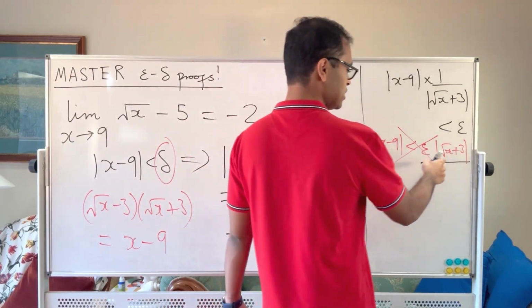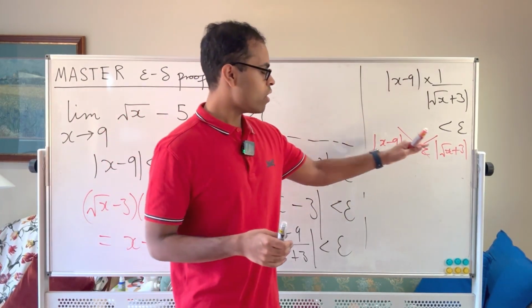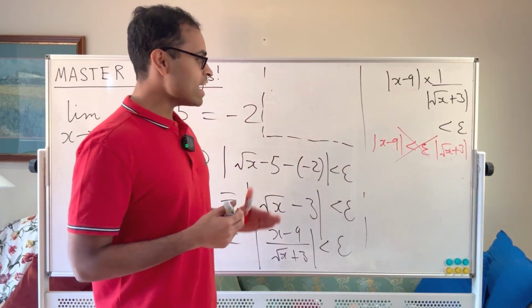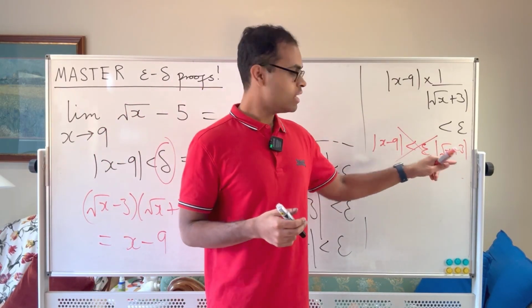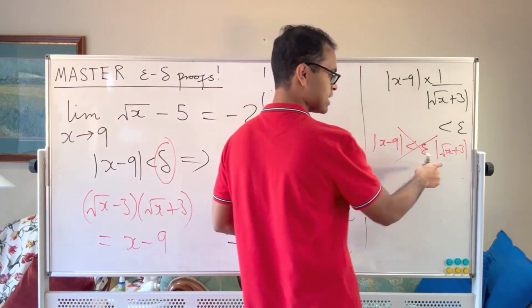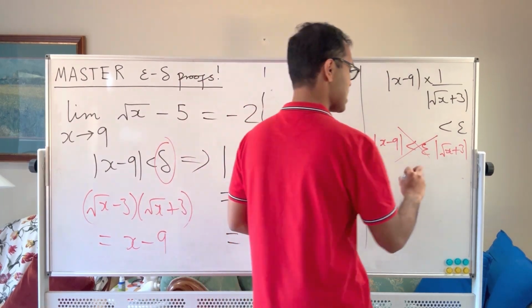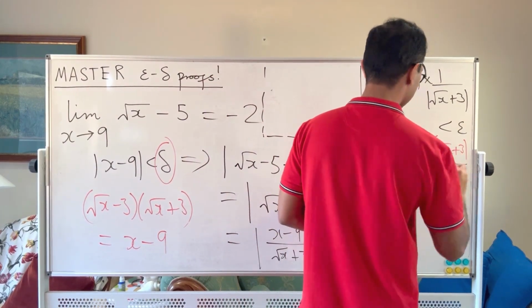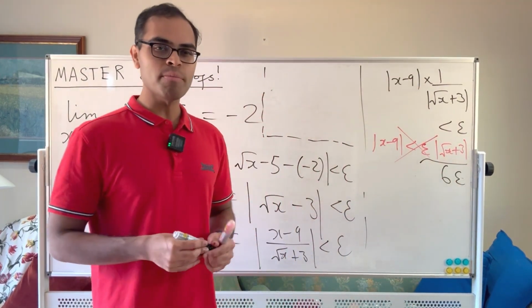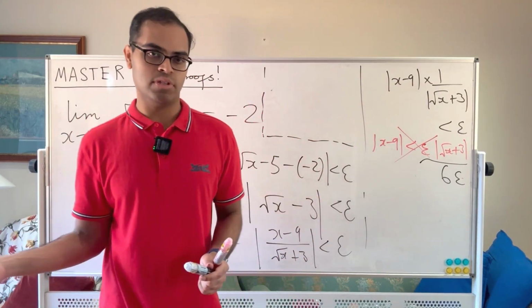So we need to look at our root x plus 3. Let's try to understand what has to happen here. If our x is exactly equal to 9, then we would have to take our delta to be 6 times epsilon. If x is exactly 9, you get square root 9 plus 3, which is 3 plus 3, which is 6. So then we'd get a 6 epsilon. That's all well and good, but remember we can't really do that because x can be slightly less than 9, slightly more than 9.